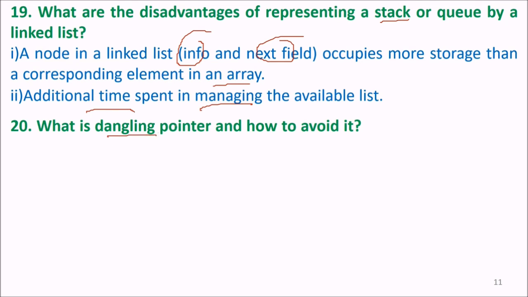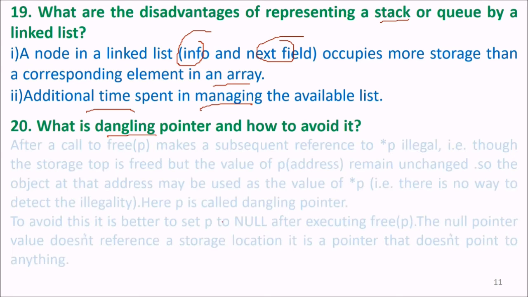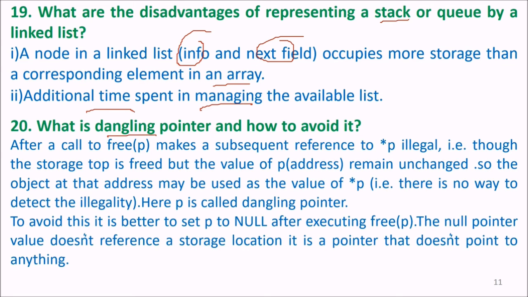What is a dangling pointer and how to avoid it? After a call to free, we make a subsequent reference to *p, that is, the pointer p. We have already freed p. Now you are referencing *p, which is illegal. Though the storage is free, the value of the p address remains unchanged, so the object at that address will be used as the value of *p. That is, there is no way of detecting the illegality.